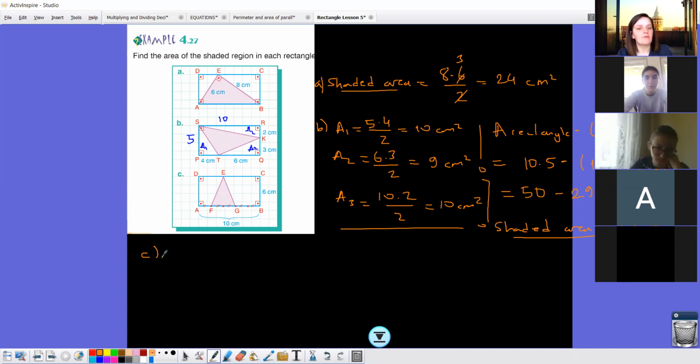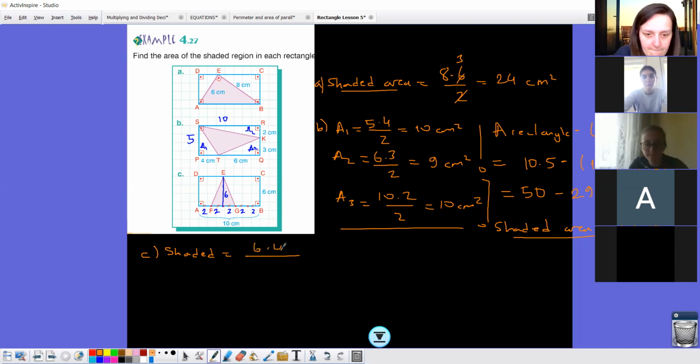In C, since we have 5 equal parts in AB, we have to divide 10 by 5. 10 over 5 is 2, which means each part is 2 because they're all equal. So the base FG is 4 because 2 plus 2 is 4. And the height is 6 because we know from CB it's 6.